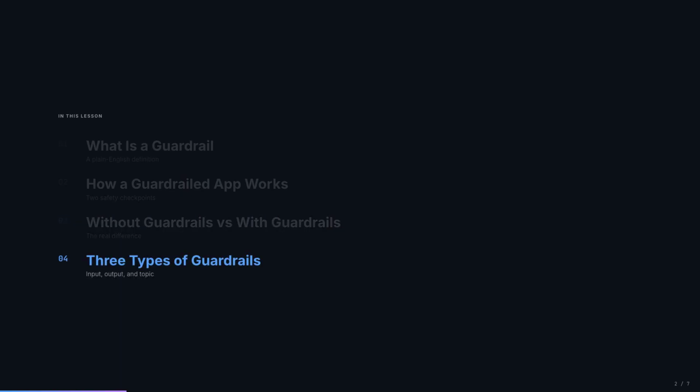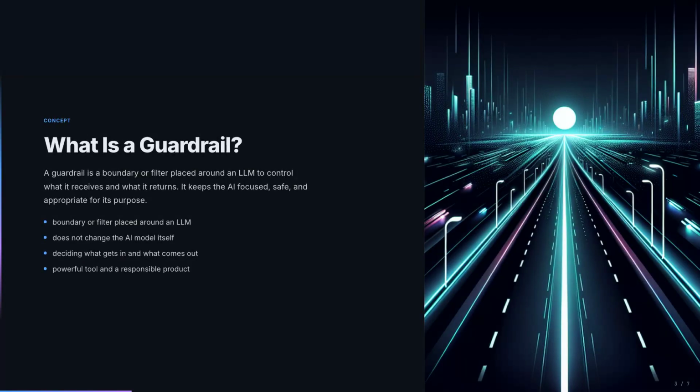Let us get started. A guardrail is a boundary or filter placed around an LLM to control what it receives and what it returns. It keeps the AI focused, safe, and appropriate for its purpose. Without a guardrail, an LLM will answer anything it knows, including things that are harmful, off topic, or simply wrong for your business context. A guardrail does not change the AI model itself. It is a protective layer that sits around the model, deciding what gets in and what comes out.